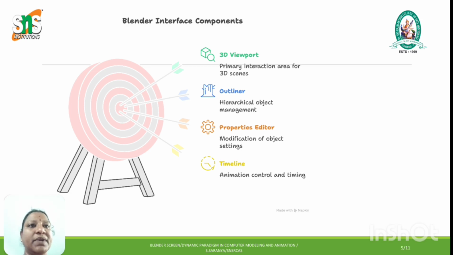Blender interface components are the 3D viewport, outliner, properties editor and timeline. The 3D viewport is the primary interaction area for the 3D scene. The outliner is for hierarchical object management. The properties editor is for modification of object settings. The timeline is for animation control and timing.